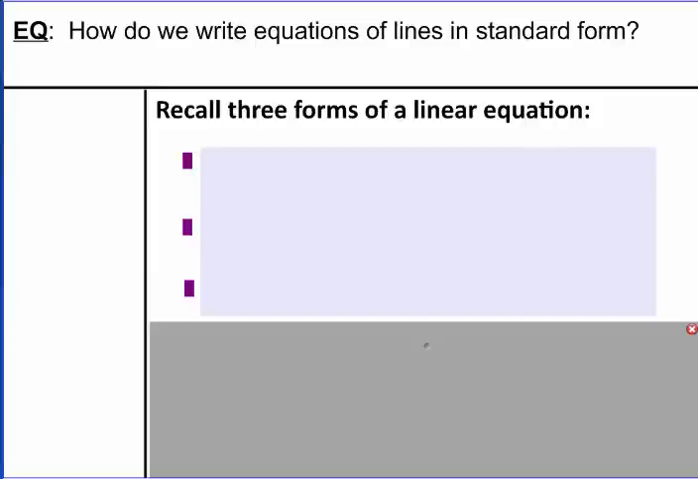So our central question for this video: how do we write equations of lines in standard form? We're going to start by reviewing what the three different forms of linear equations are. Two of them we have worked with, actually using and writing equations in those forms, and the other one I just mentioned in one of the previous videos. So let's start with our first one.